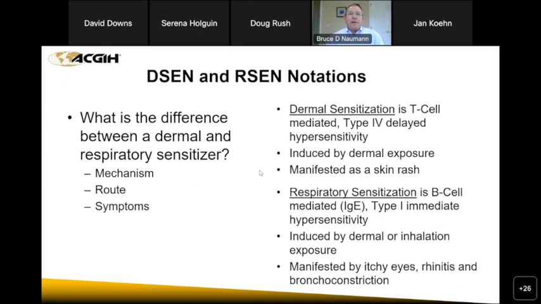And there are different types of sensitizers, and they have different mechanisms of action. Dermal sensitization is type 4, or delayed hypersensitivity, and involves T cells. And the respiratory sensitization involves IgE, and that's more of a type 1 immediate. But with dermal, it's mostly dermal. It's manifested as a rash, and with respiratory sensitization, you can be sensitized dermally, and then exhibit bronchoconstriction or some of the other symptoms that you see here.